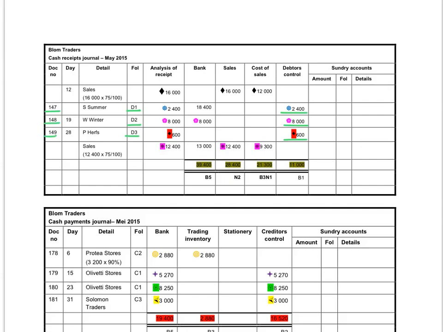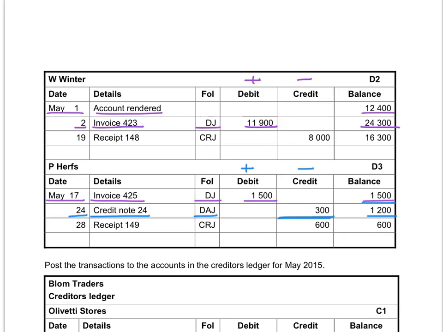Because we posted to their accounts, we will show their ledger account numbers, and their accounts will be credited to decrease the outstanding amounts. We will credit the account of W. Winter on the 19th. We issued receipt number 148 to him, posted from the cash receipts journal, which will decrease his account on the credit side, and his balance will reduce from 24,300 with 8,000 to 16,300.